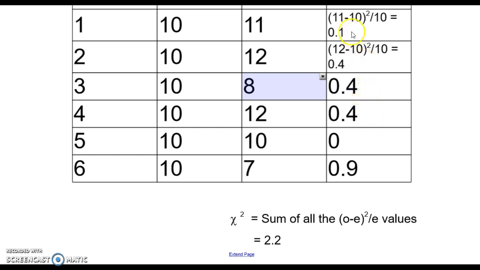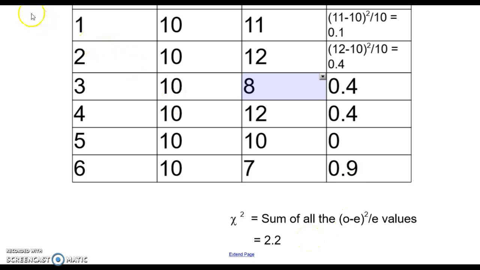So just add up all these numbers, 0.1, 0.4, 0.4, 0.4, 0, and 0.9. If I've done my math right, I should get a chi-squared number of 2.2. Let's just quickly check. 0.1 plus 0.4 is 0.5, and another 0.9, and another 1.3, and 0.9 will give us 2.2. I think I got it right.